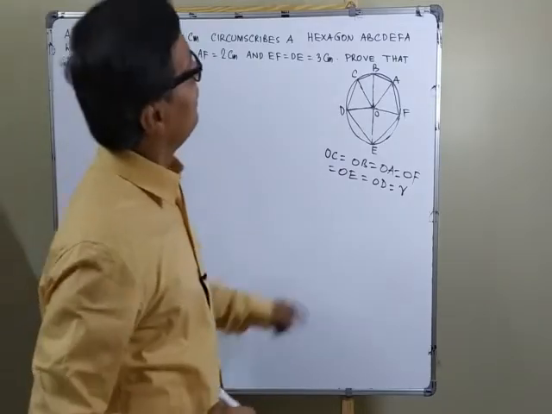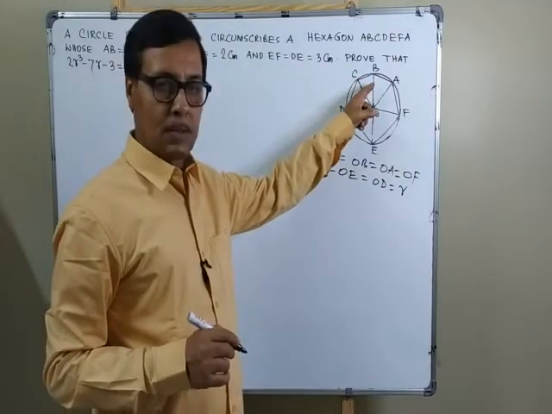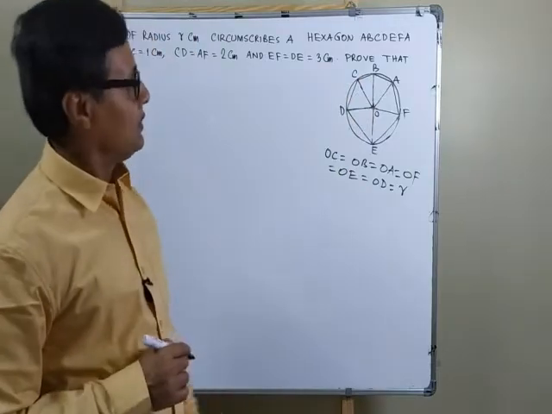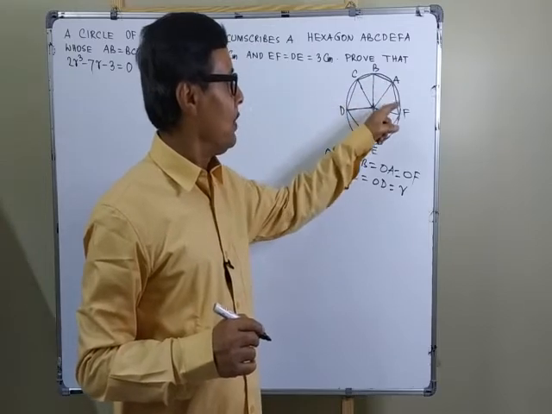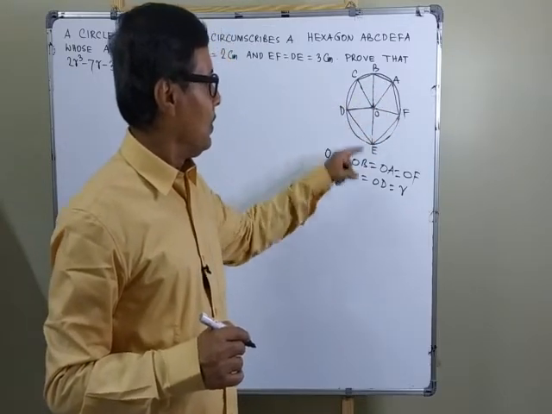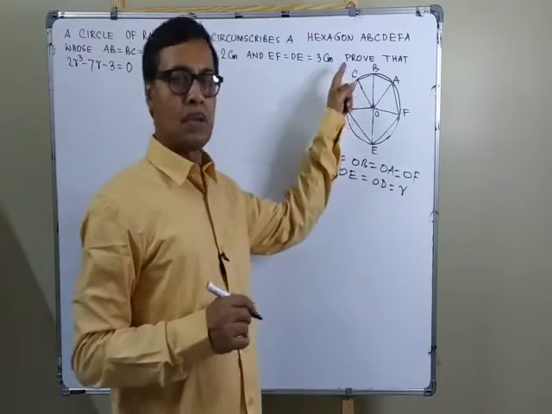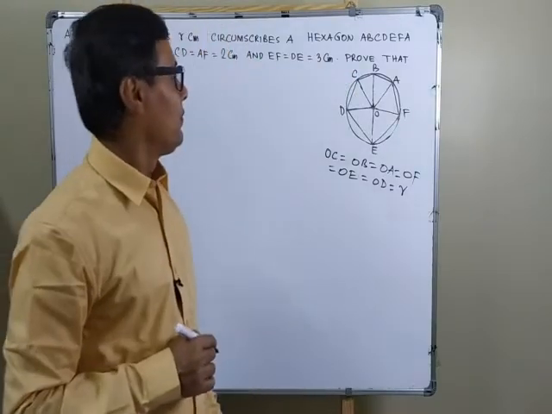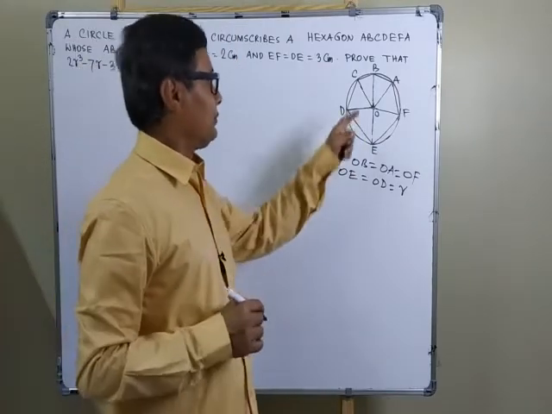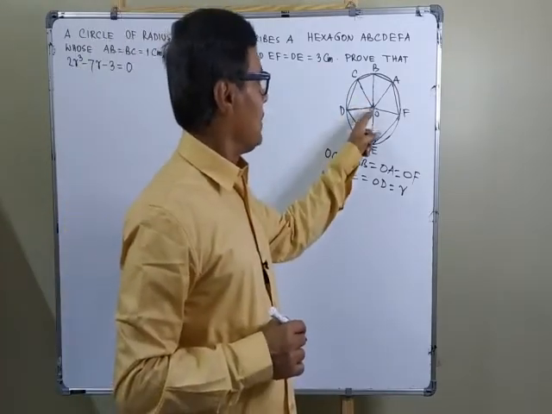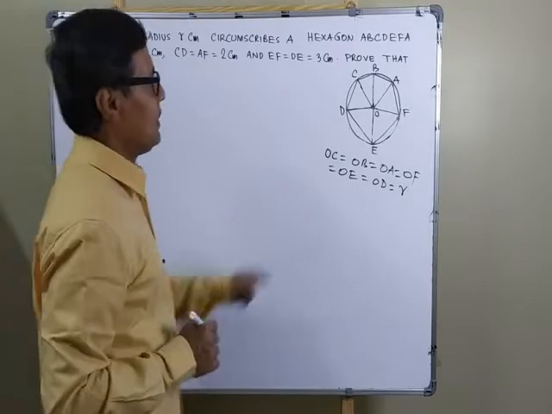Now, here you can see that 6 triangles have been formed. These triangles are OBC, OBA, OAF, OEF, OED and OCD. These are the 6 triangles which have been formed in this hexagon. Now we consider 2 triangles, that is OBC and OBA.